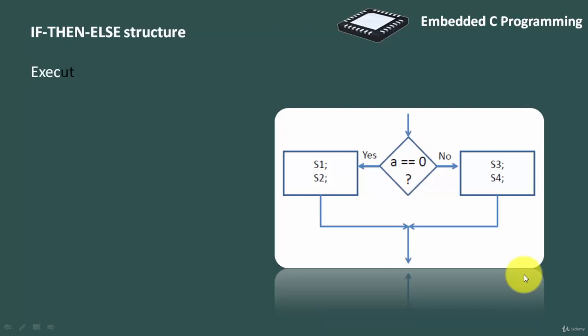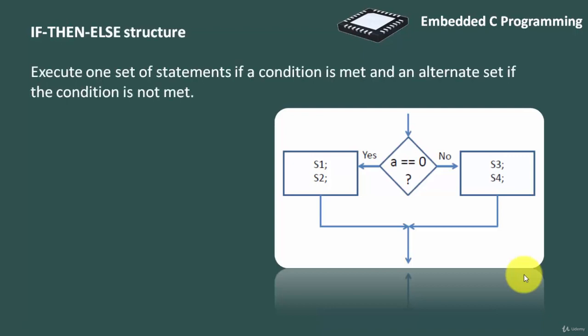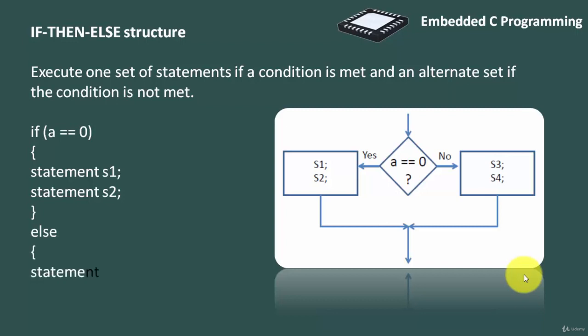Okay, now let's quickly look at the if-then-else structure. In the if-then-else structure, we execute one set of statements if the condition is met and an alternate set if the condition is not met. For example, if a equals 0, then statements 1 and 2 will get executed, else statements 3 and 4 will get executed.